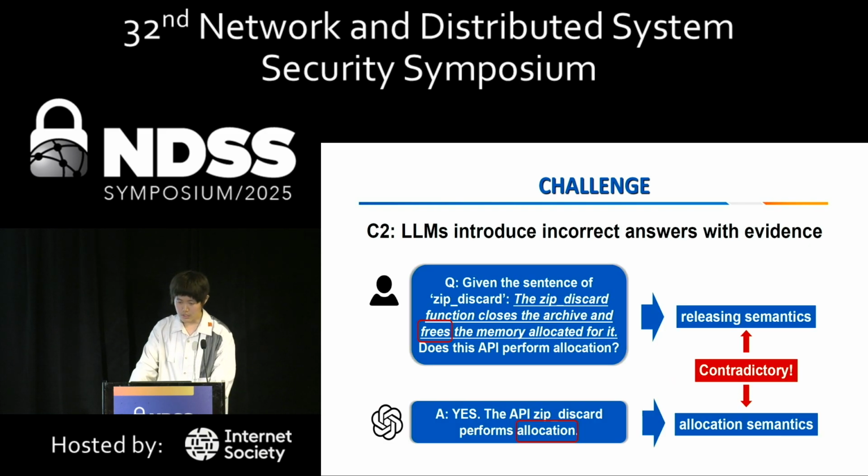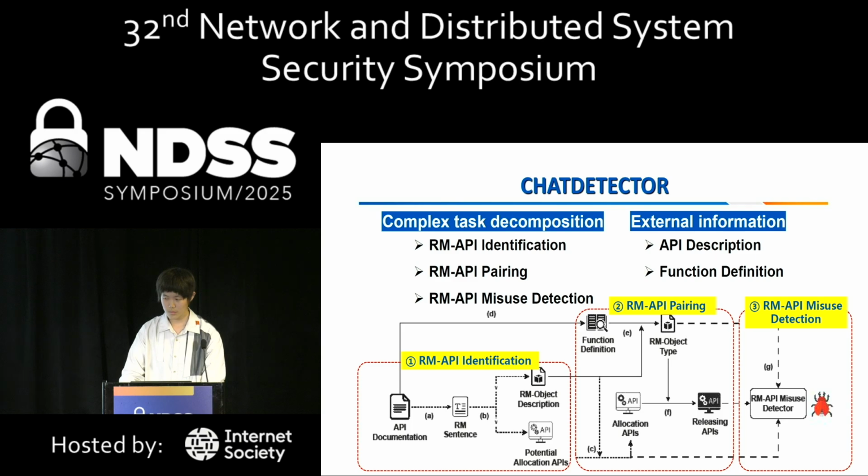We also find LLMs introduce incorrect answers even with evidence. When we offer the description of the free API zip discard, containing releasing semantics, to LLMs, the answer is totally contradictory to the sentence itself. Therefore, solving these problems is the key to precise ARM API misuse detection. Our method, Chain Detector, deploys complex task decomposition to divide the complex work into three parts: ARM API identification, ARM API pairing, and ARM API misuse detection. With the external information from API description and function definition, our method achieves end-to-end ARM API misuse detection.